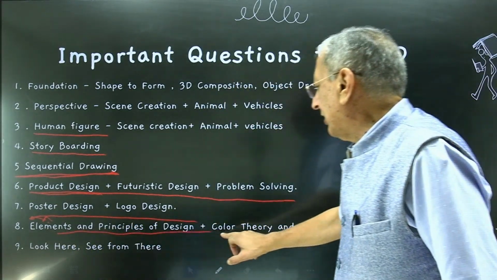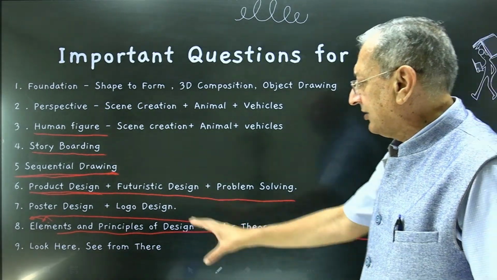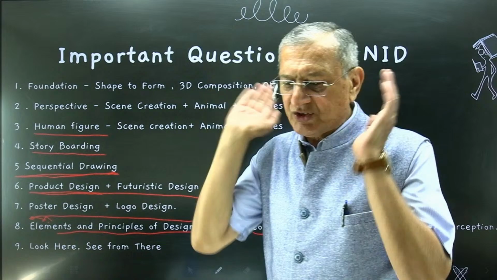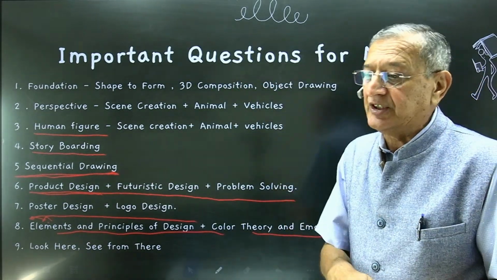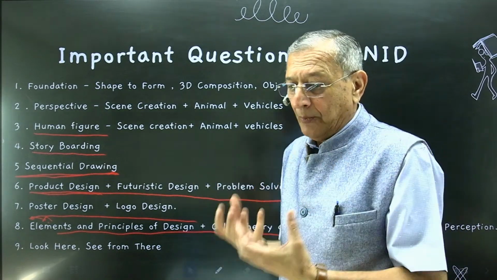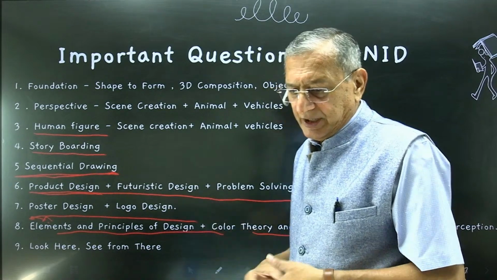Elements and principles of design, color theory and emotion. Now, this is where you have to revise. There is nothing like a question of elements of design or principles of design, but the question is indirectly asked based on this subject. So that is why I have kept this separately.